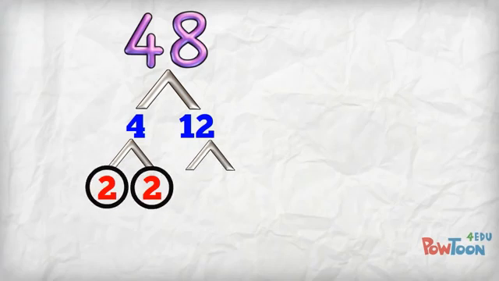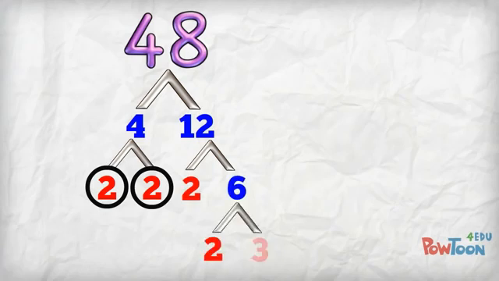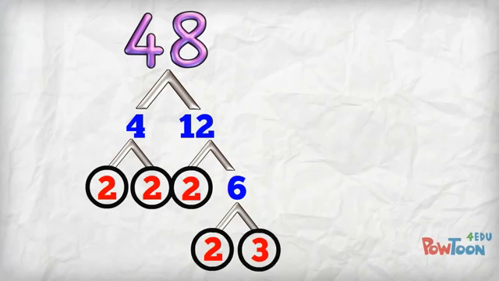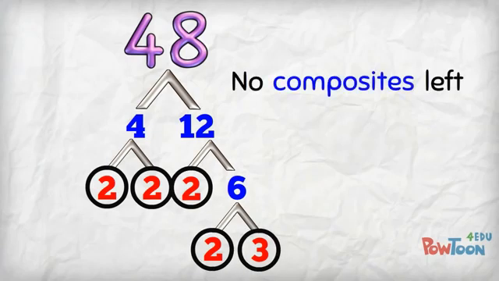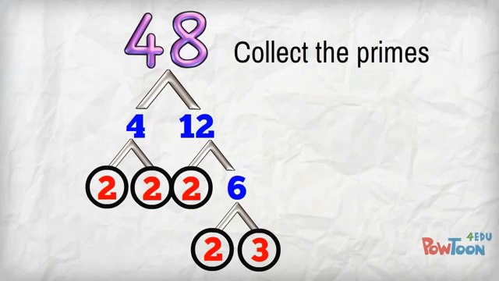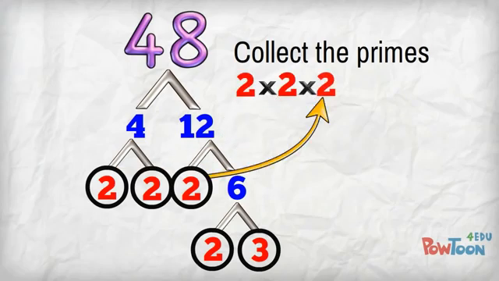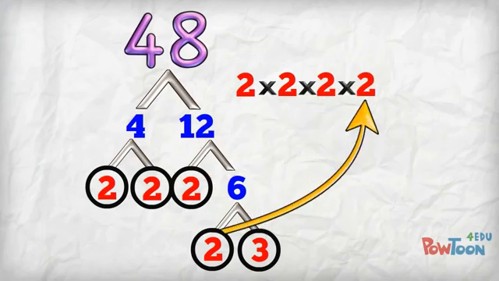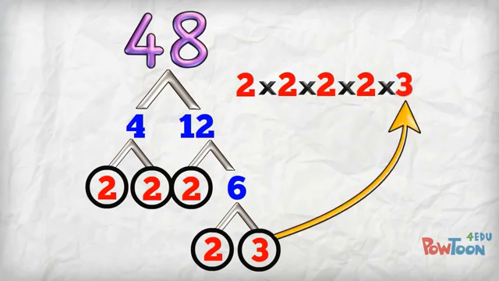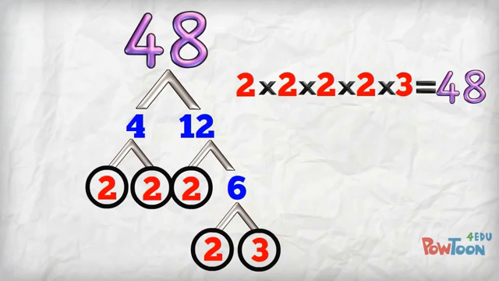12 comes from 2 times 6, and 6 is from 2 times 3. I circle all the primes. No more composite numbers are left, so I'm ready. Next we collect all the primes we circled. 2 times 2 times 2 times 2 times 3 is 48.